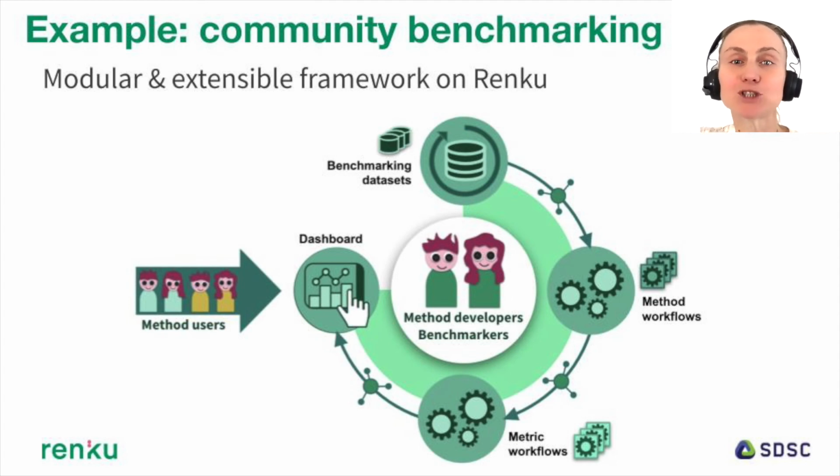In this example, I'm showing an implementation of modular and extendable community benchmarking system for computational biology methods on Renku. In many areas of biology, new methods appear so quickly that by the time these are benchmarked, the results are already obsolete. With Renku, we can apply CI/CD principles to community benchmarking by putting in place templates for modular and extensible components for benchmarking datasets, method workflows, and metrics workflows.